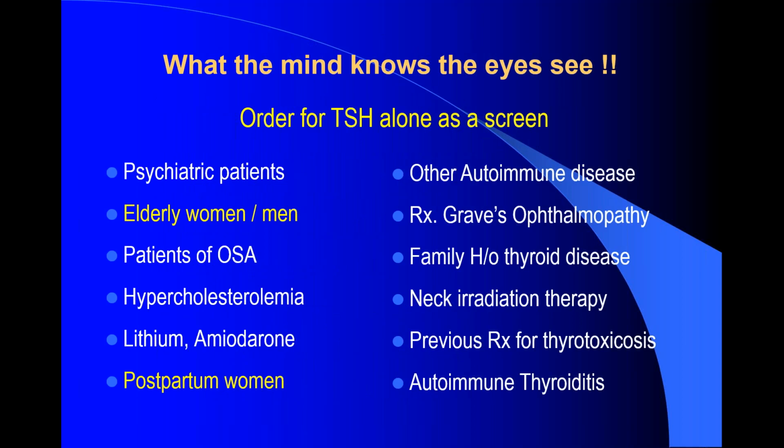So you know the famous quote, what the mind knows, the eye sees. So you should know what are the things that you have to see. You have to suspect hypothyroidism when you see any psychiatric patient. In elderly patients, I have told you that 15% of them are hypothyroid, so when you see any elderly woman or man, you have to suspect it. When you see a patient of OSA, you have to suspect it. If the patient has a raised cholesterol level, or if the patient has been administered lithium or amiodarone, then you have to look. Then postpartum women can be there.